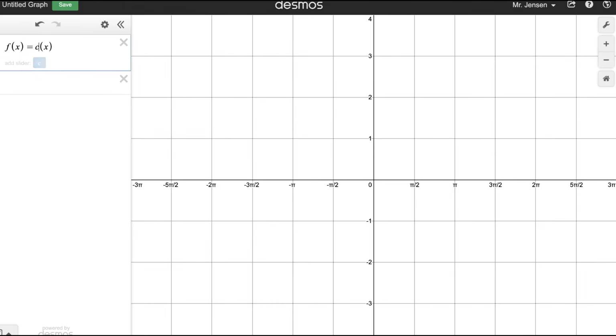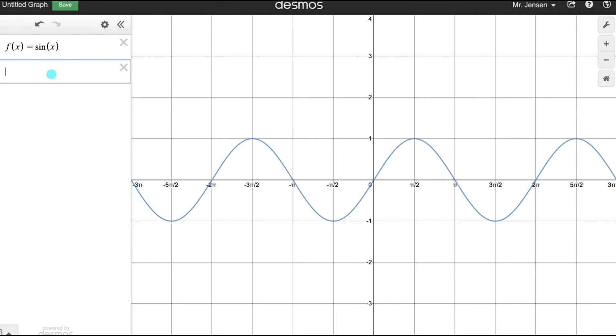So let me change this to sine x. If I evaluated sine x at pi over 2, I get 1. But what do I get if I were to evaluate it at negative pi over 2? So f at negative pi over 2. Notice I get negative 1. Same absolute value, but opposite sign. Maybe that's a coincidence. Maybe that's just for pi over 2. Let's try pi over 6 and negative pi over 6. Once again, same absolute value answer, but opposite signs.